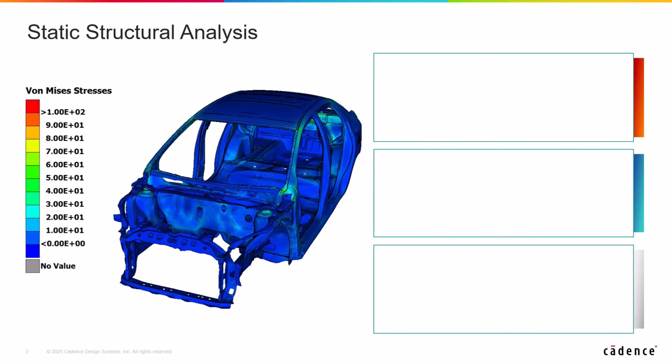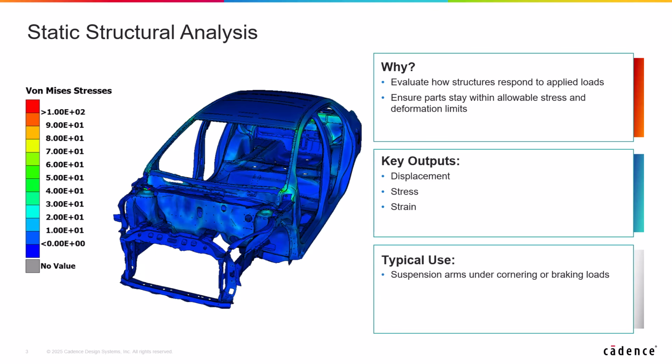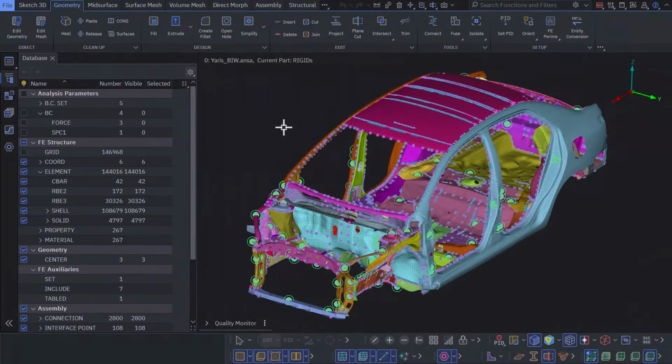We will start off with a static structural analysis, a key step in understanding how the structure responds to applied loads. This allows us to ensure that all components remain within safe stress and deformation limits. The expected outputs include displacement, stress, and strain results. This type of analysis is commonly used to evaluate how suspension arms handle forces during cornering or braking, or even assess body stiffness. Ultimately, it's all about making sure the design stays reliable. So, without further ado, let's move on to the model setup.